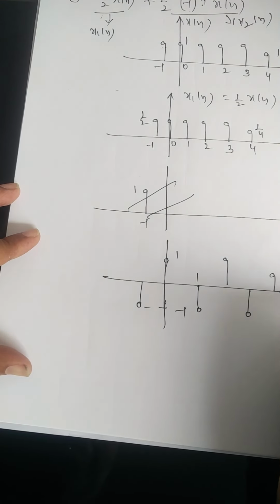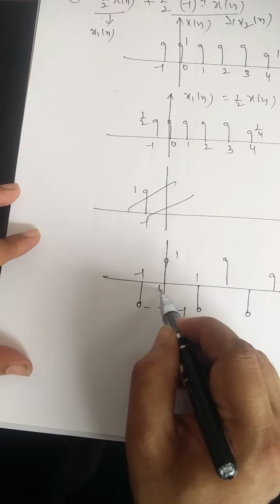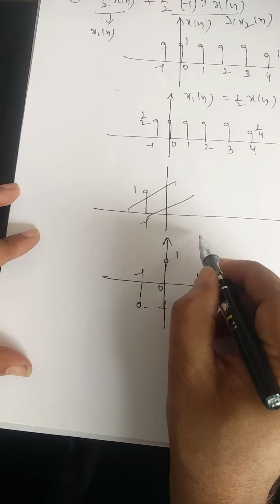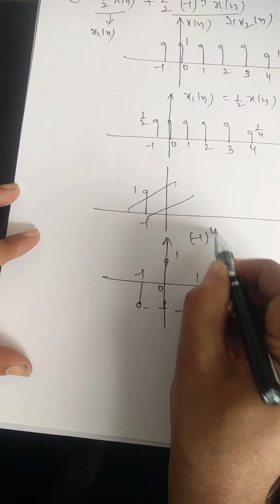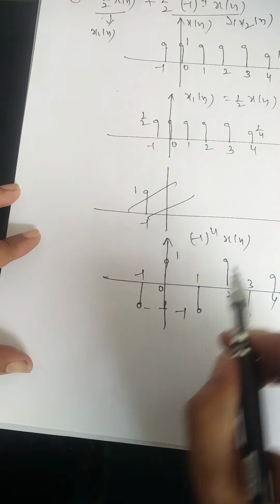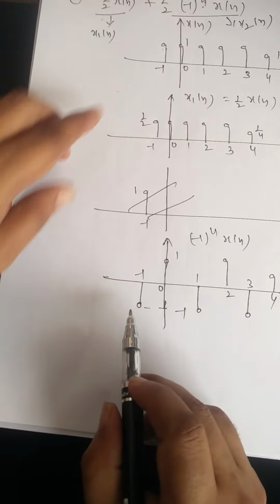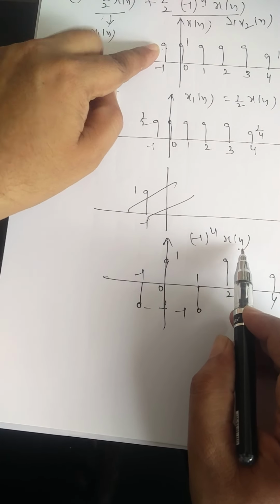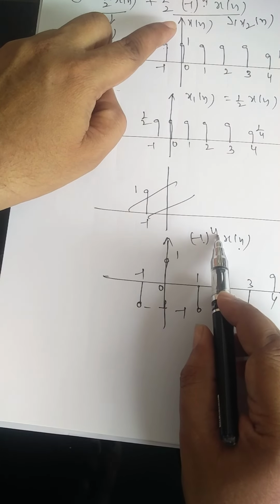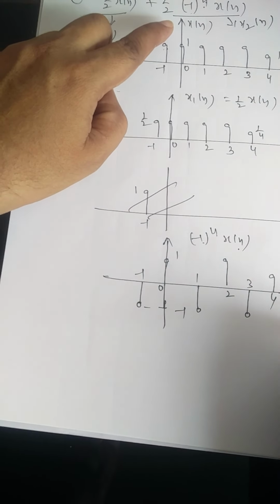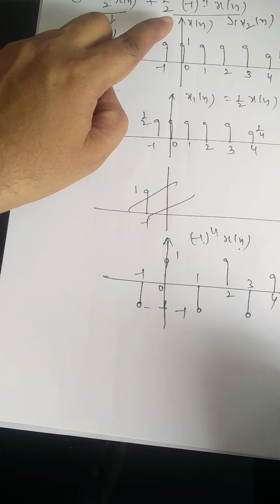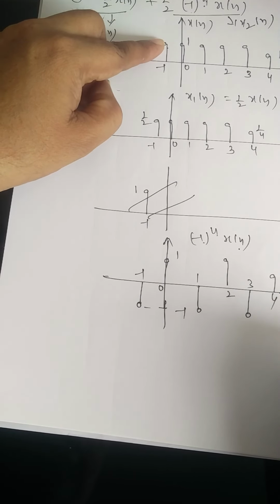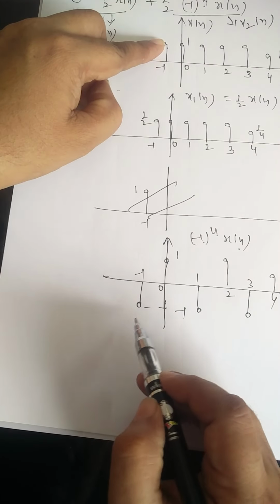Okay, this is n. This is minus 1. This is 0. This is 2. This is 3. This is 4. Once again, I'll repeat this problem. Here I am writing minus 1 whole to the power of n into x of n. When n is minus 1, x of minus 1 value is plus 1. And minus 1 whole to the power of minus 1 value is 1 divided by minus 1. It will become a minus sign. That's why this amplitude is multiplied by a negative sign. It will become minus 1.